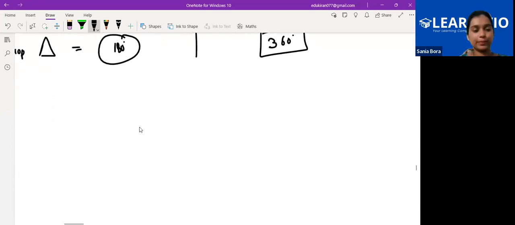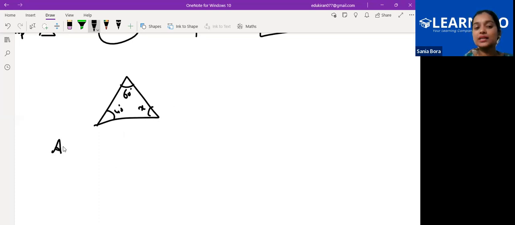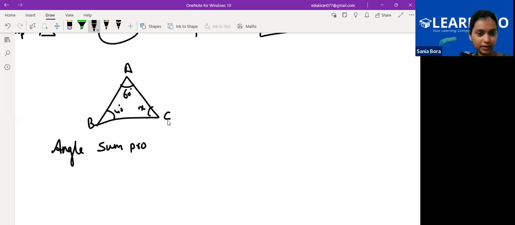Now, how do they ask the question from this? For example, they give you one triangle and tell you that this angle is 60 degrees, this is 40 degrees, and ask you to find x. At that time, you will use the angle sum property. Wait, I'll just do this one, the next one you will tell.